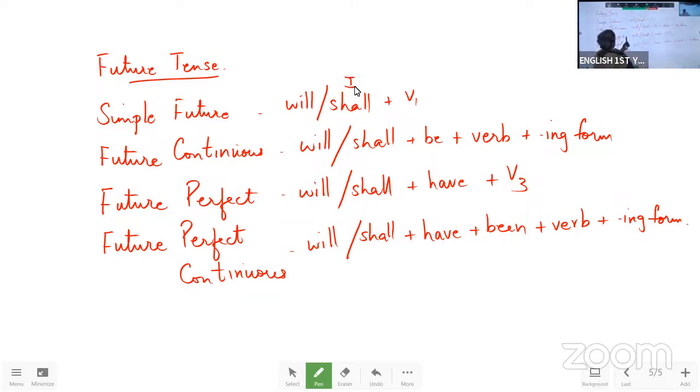Future continuous, will, shall plus be plus verb plus ing form. Future perfect, will, shall plus have plus V3, past participle. Future perfect continuous is will, shall, have plus been plus verb plus ing form. If you keep this in mind, children, it is very, very easy for you to do the tenses.